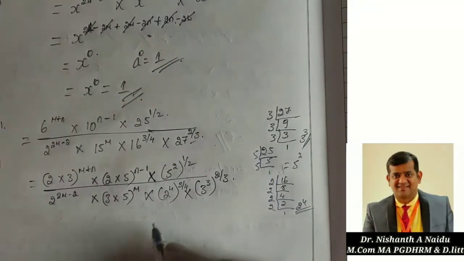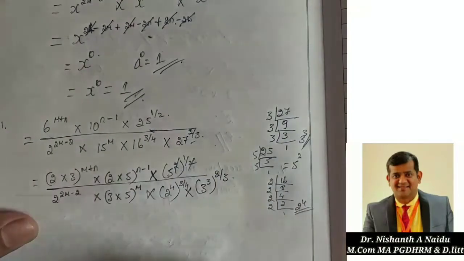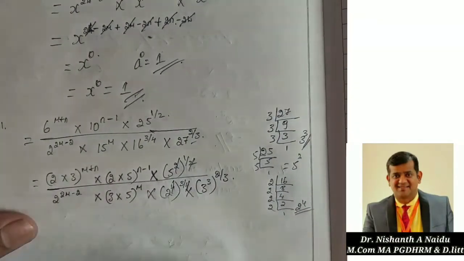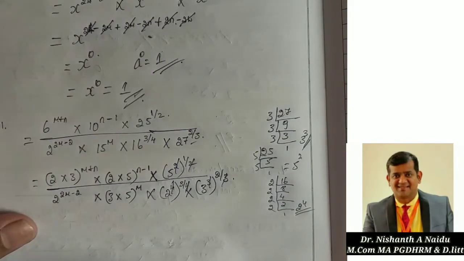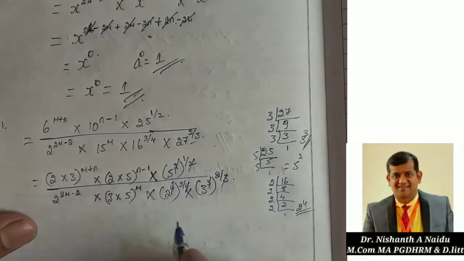So now we can cancel the common factors. So what are common factors? 2 gets cancelled, 4 gets cancelled, 3 gets cancelled. Understood? 2 cancelled, 4 cancelled, 3 cancelled.